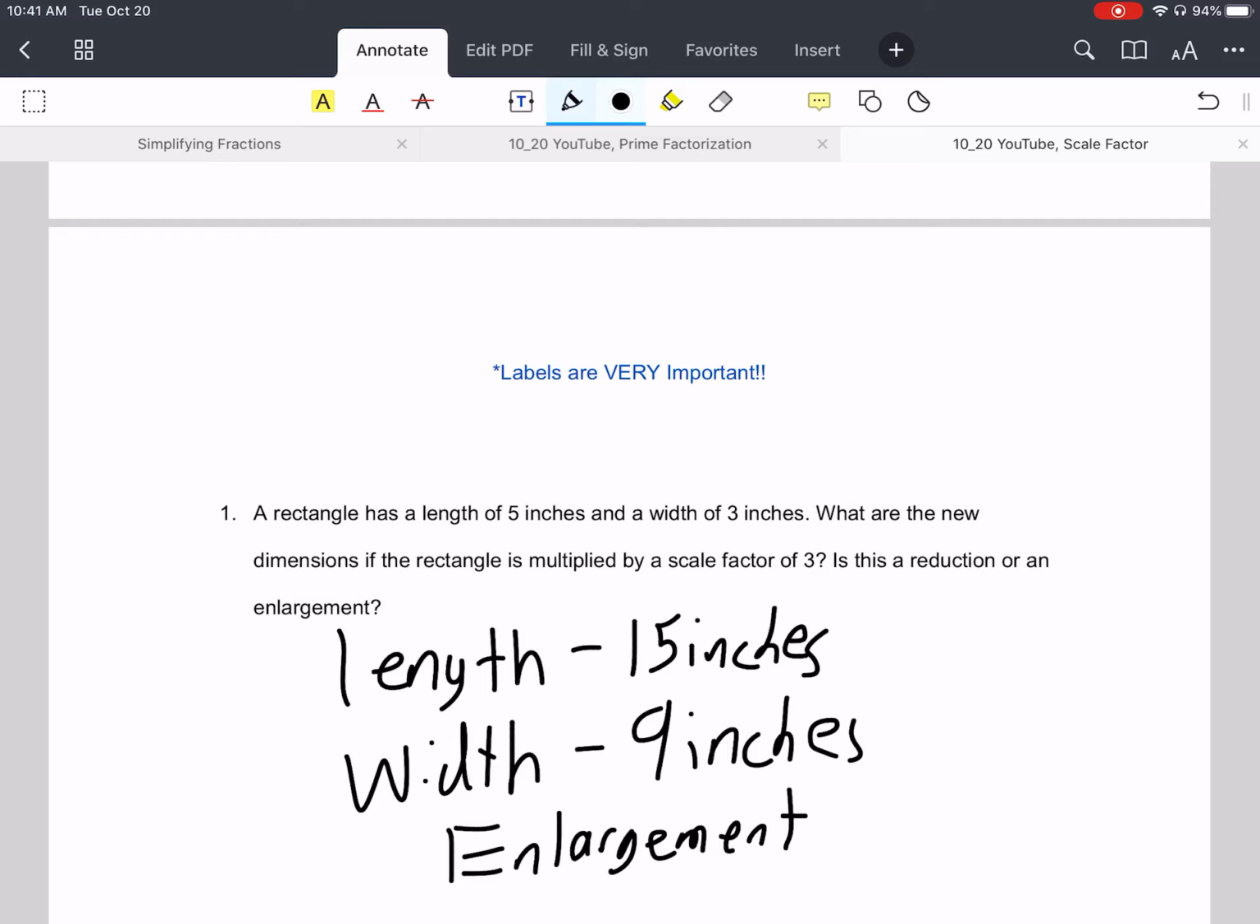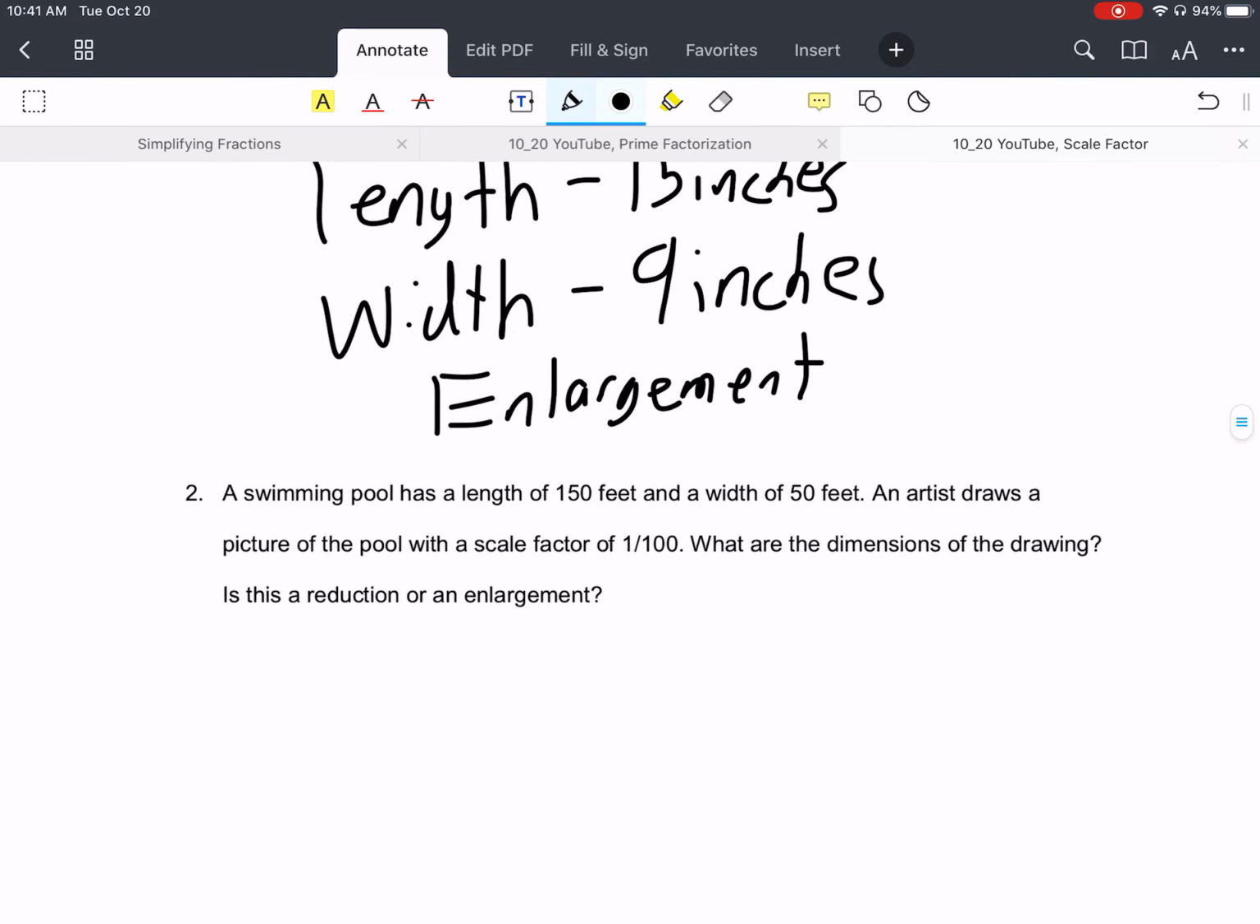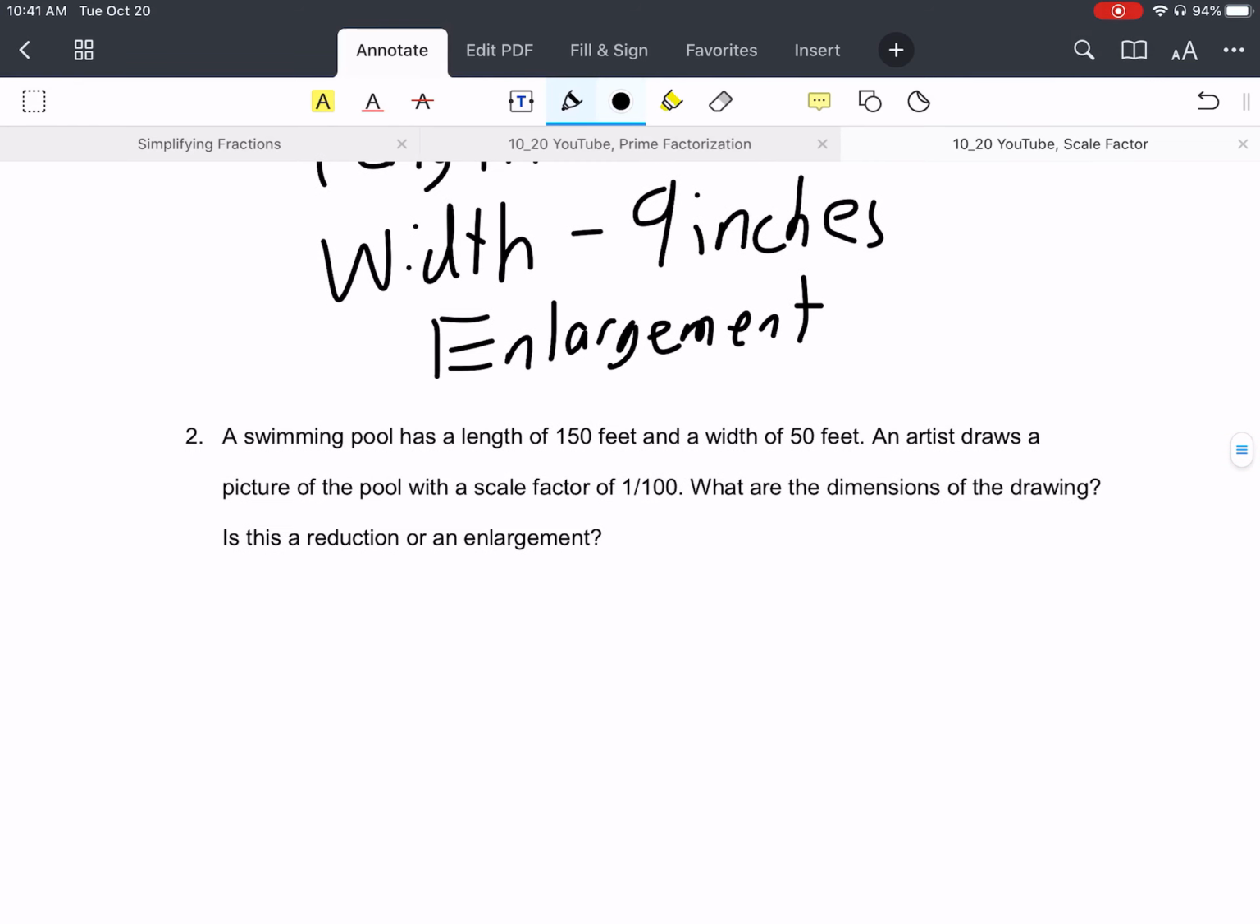Notice that labels are very important. All right, a swimming pool. A swimming pool has a length of 150 feet and a width of 50 feet. An artist draws a picture of the pool with a scale factor of 1/100th. What are the dimensions of the drawing? Is this a reduction or an enlargement?